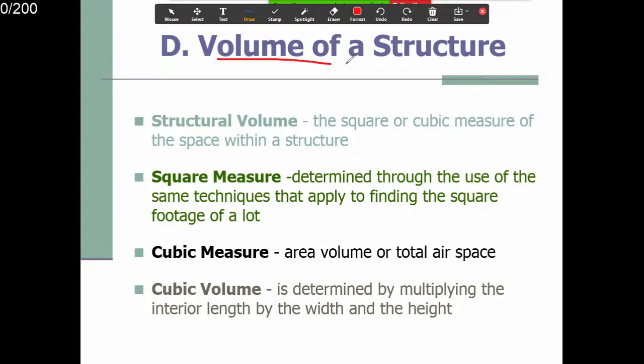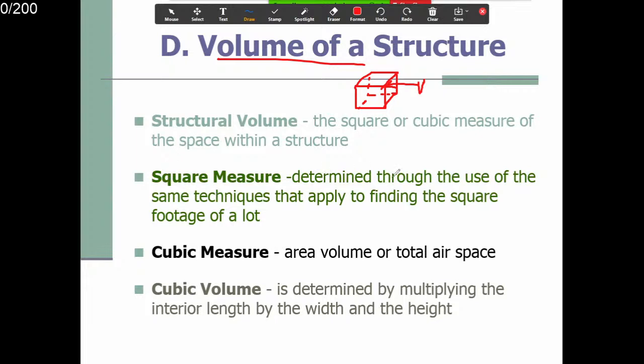All right, so volume of a structure. Okay, they're talking about condo now, right? Structural volume, the square or cubic measure of a space within a structure. Okay, so you have a 3D box or house or room, right? How much volume or how much air is inside this room? So whenever you talk about fan, air movement, right, or the AC heater, how much volume of air that they move per minute, right, then you need to know what the volume is.